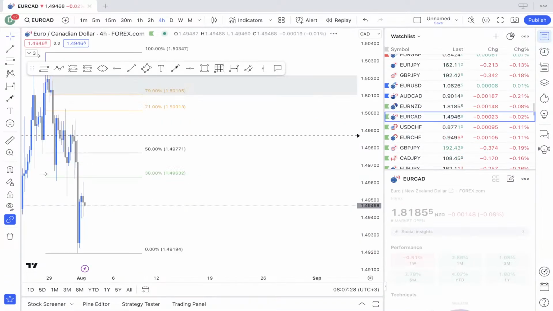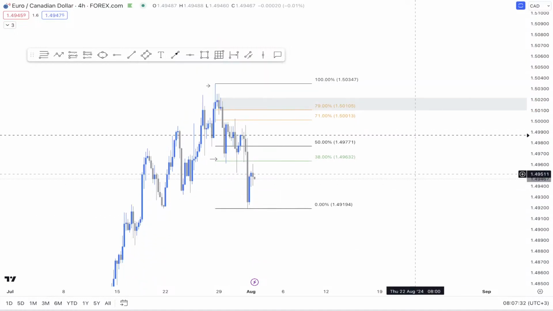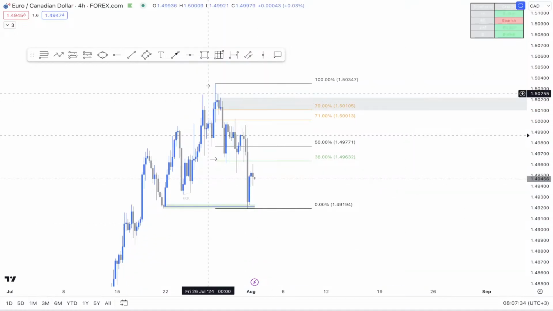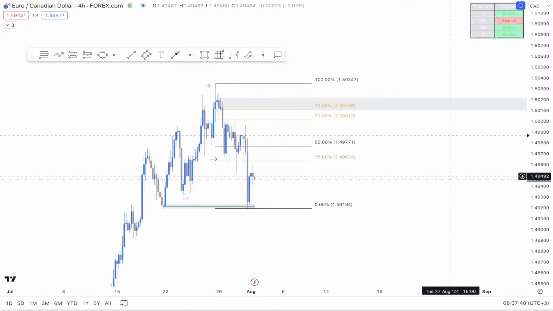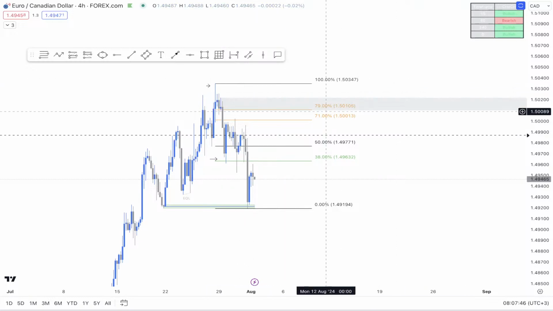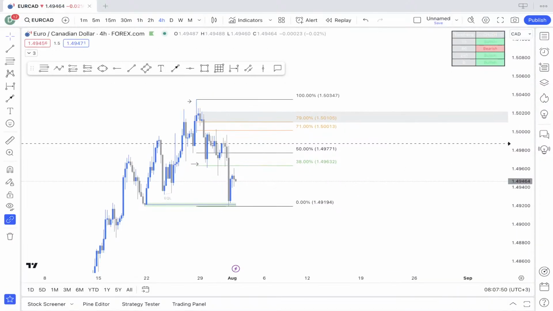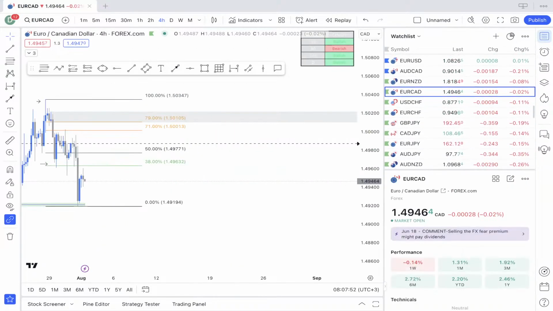Euro CAD looking bearish as well. Right here we have another bearish shift in momentum. We have a liquidity sweep caused by this fake out, followed by this impulsive break towards the downside. We have this unmitigated order block lining up with the area of interest of this bearish range. And now we need to wait once again for a corrective pullback in order for us to take this setup.